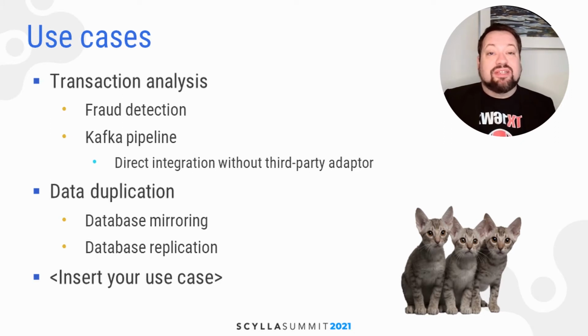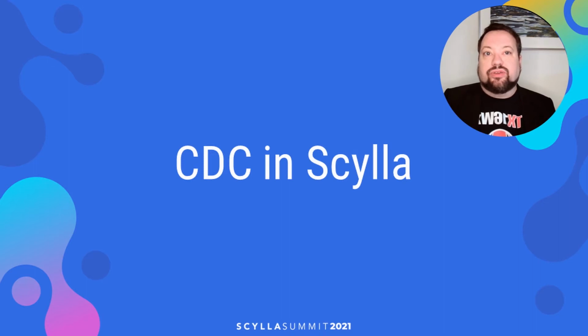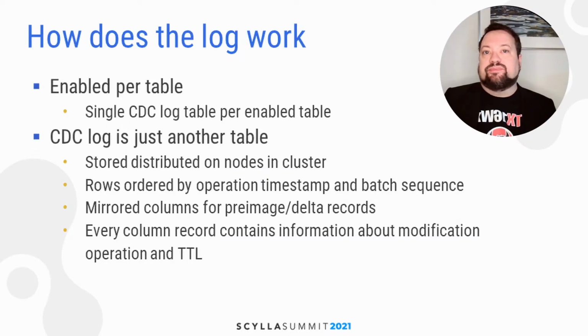It's your application. How does CDC in Scylla work? The feature can be enabled per table, and the log itself is actually just another table, which is stored distributed across nodes in your cluster, with rows ordered by timestamp and modification order. Columns are mirrored from your original table for the pre-post image data or the delta images, and every record contains the modifications and the TTLs of the data being written. The CDC log topology matches the source table data. It's partitioned to be co-located with the base table data to ensure that you get equal data consistency. The data in the table is transient, where it's by default TTL to 24 hours, but this is configurable. This is mainly to reduce the risk of uncontrolled metadata buildup.